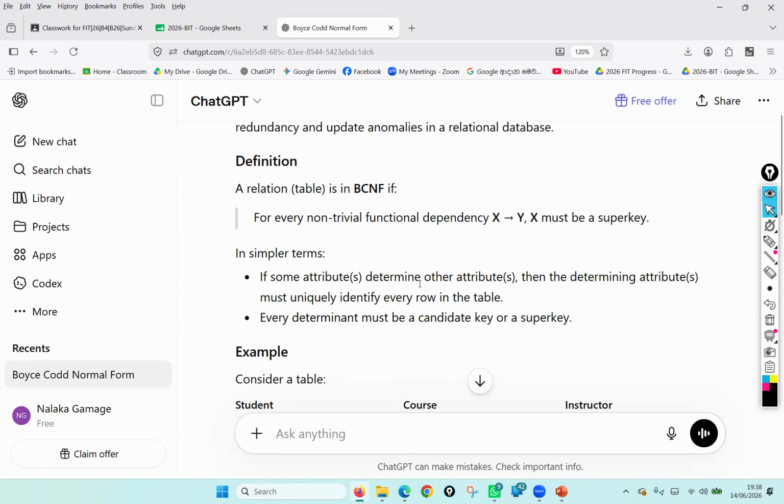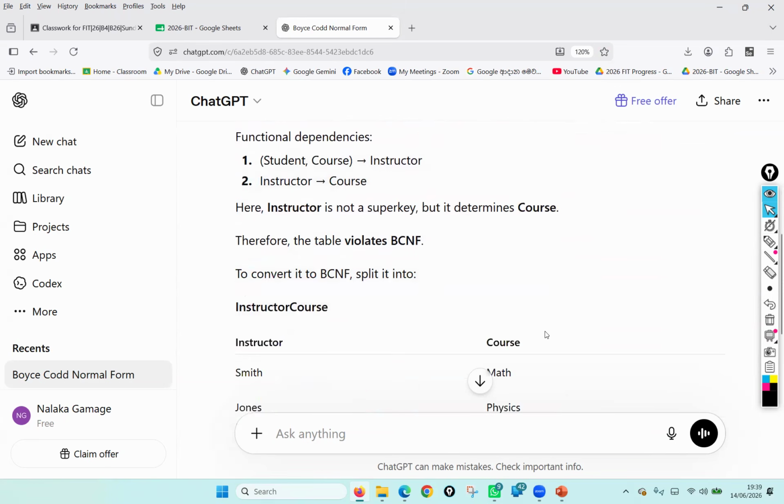So if some attributes determine other attributes, then the determining attributes must uniquely identify every row in the table. Every determinant must be a candidate key or super key. Okay.